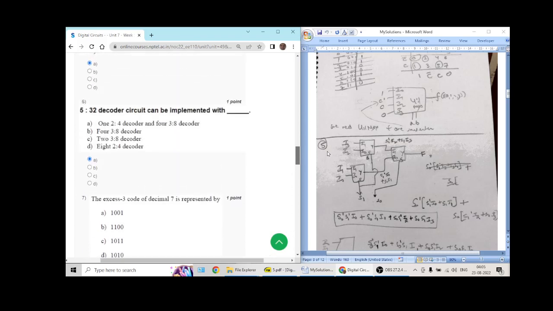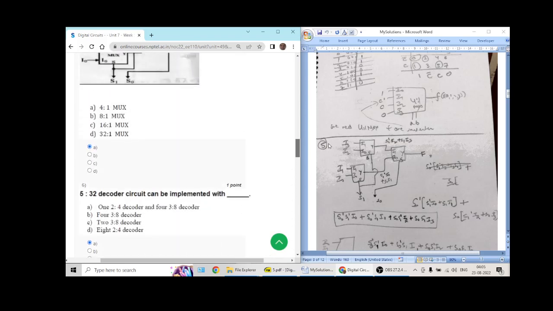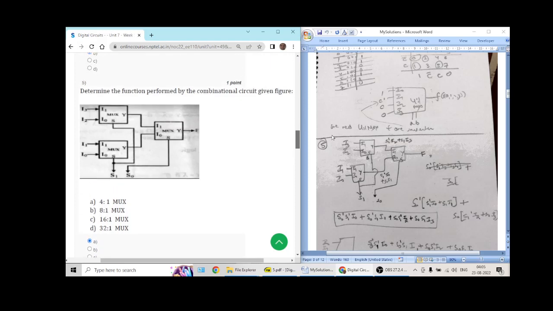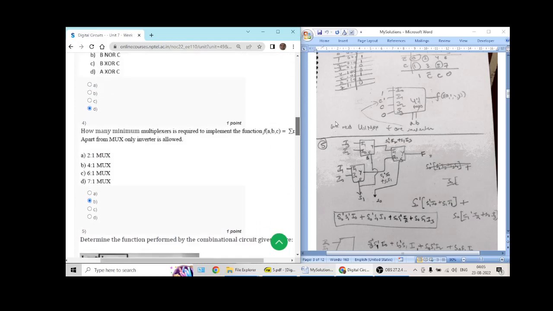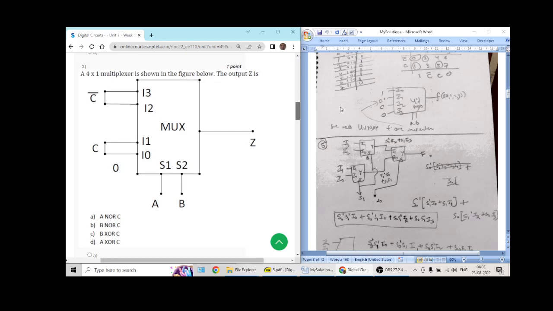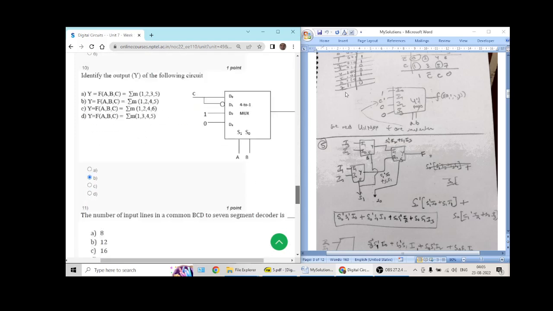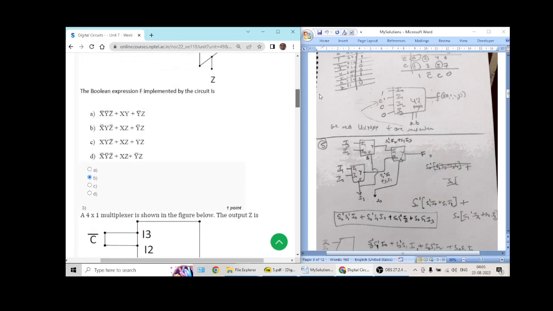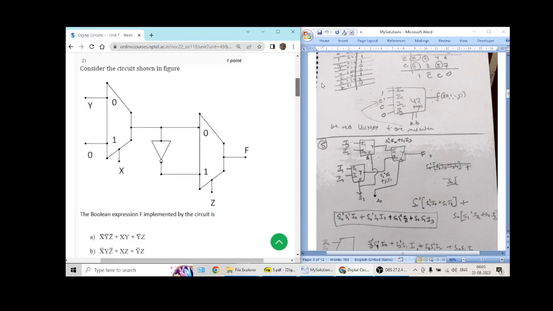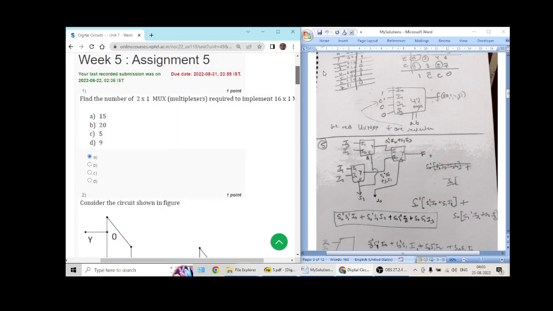To recap: 7 D, 6 A, 5 A, 4 B, 3 D, question 2 B, and question 1 A.